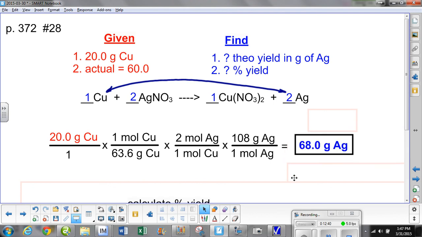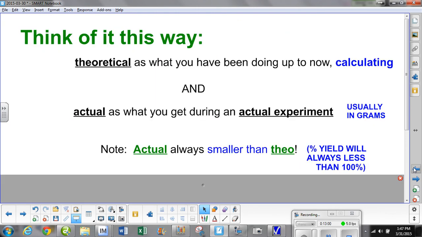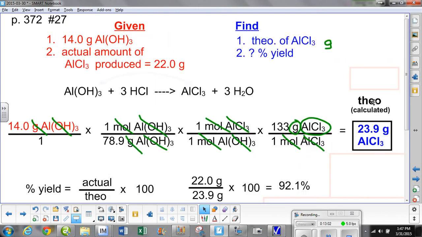Okay, so 68 grams of silver, and this is our theoretical. Would you please write that in? Write it in so the person whose paper you're grading will be reminded that that's what that number means. It's a theoretical. And you should also have written it in on the last problem.